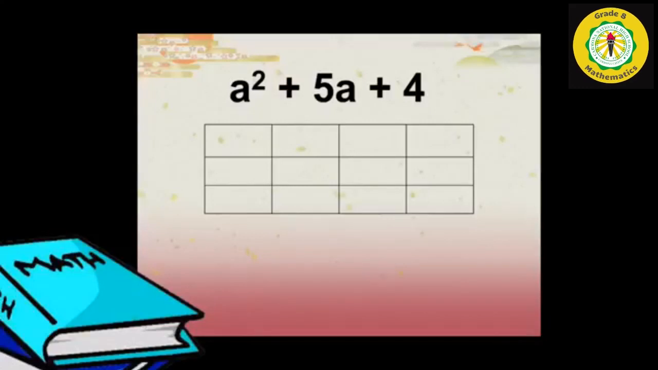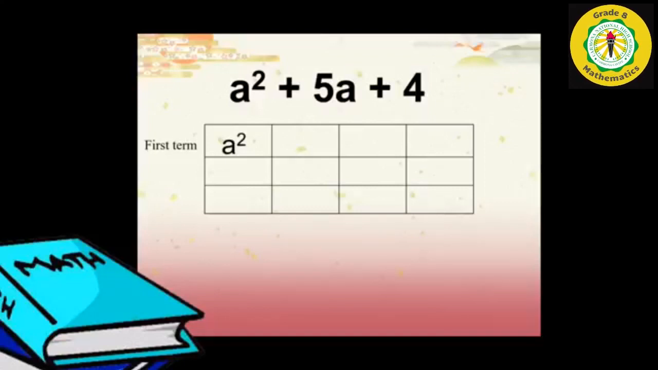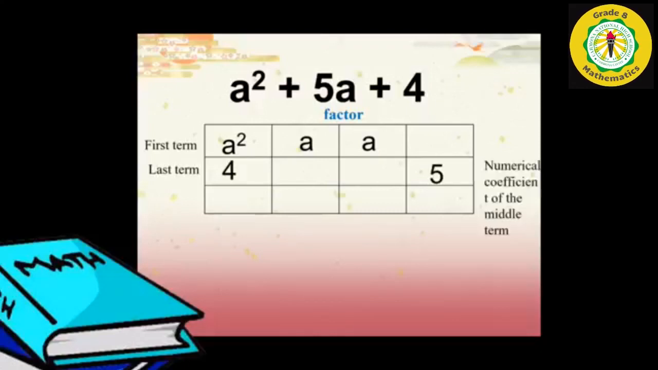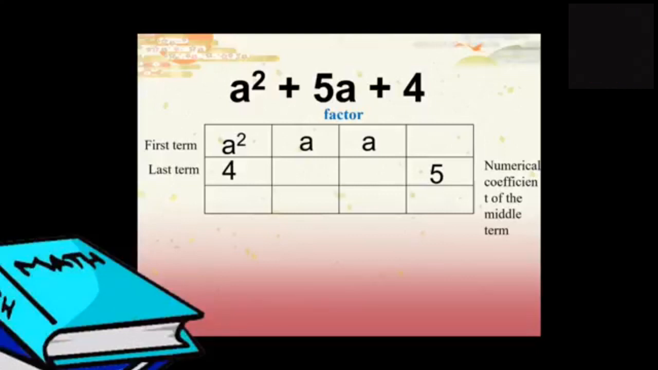So for our first example, a squared plus 5a plus 4. For us to easily answer this, we need to follow the steps. First, we need to factor the first term. Our first term is a squared. A and a is our factor. Next, we need to list down the factors of the last term, which is 4. And we need to consider the numerical coefficient of the middle term, which is 5. We need to identify the two factors whose sum gives the number in the middle. And the factors are 4 and 1.